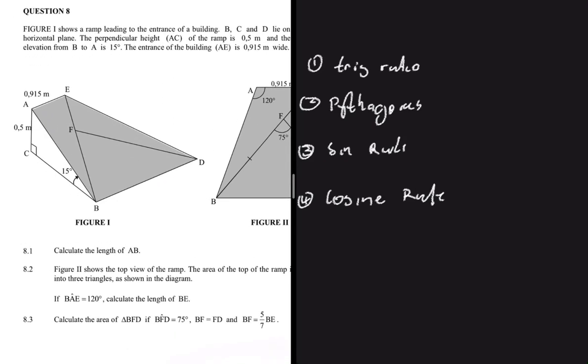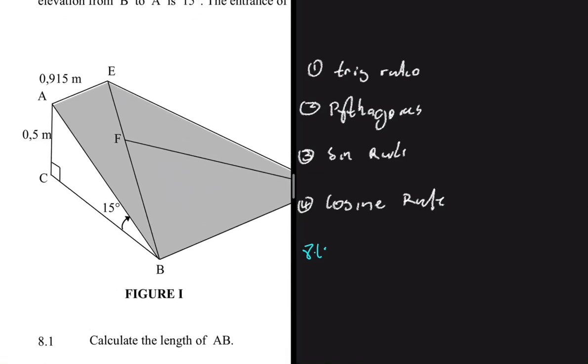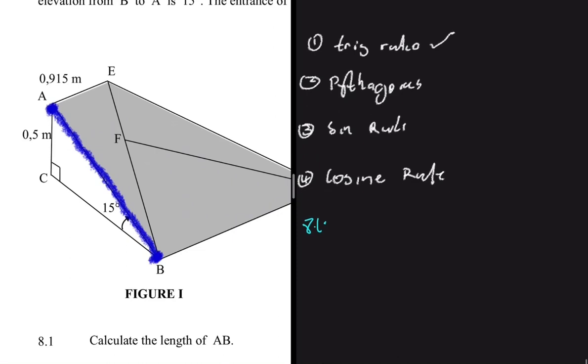So the first question here, we have 8.1. Let's calculate the length of AB. Let me just highlight AB real quick. Here we have A, here we have B. We're looking for this length right here. So let's look at our first attempt and see if we can answer the question. What we should do first is use trig ratios. Can we find AB using trig ratios? Let's see.